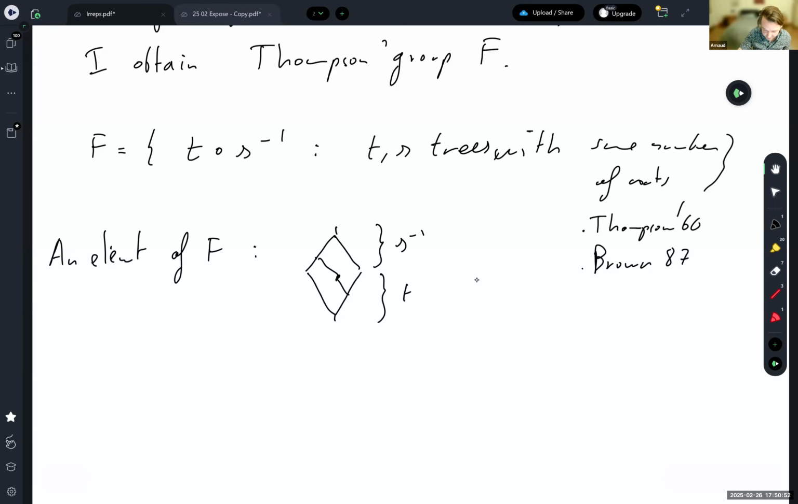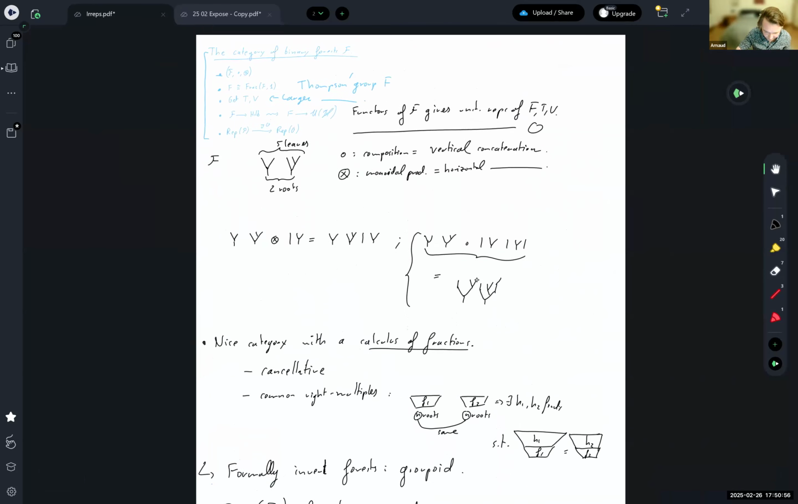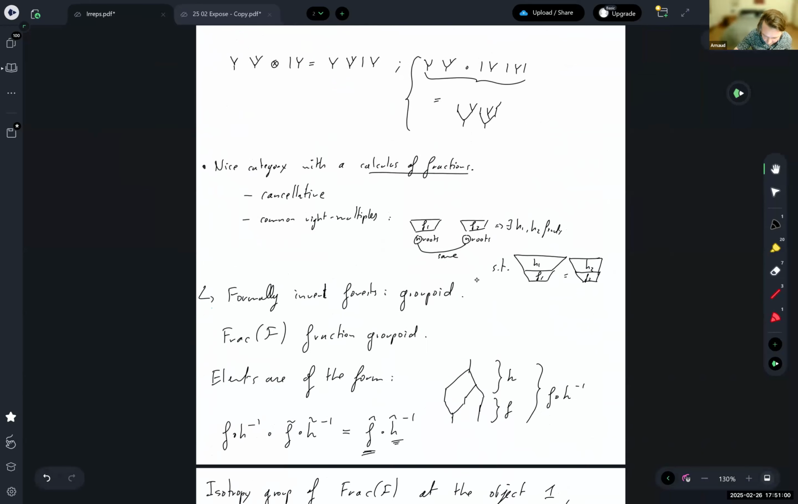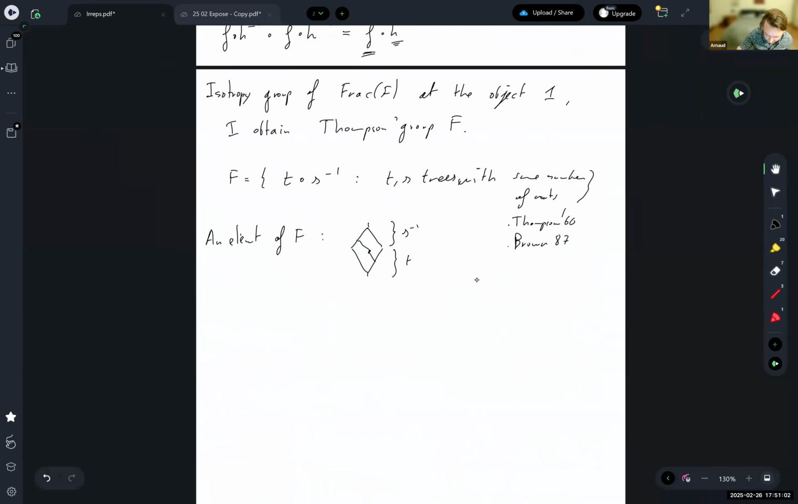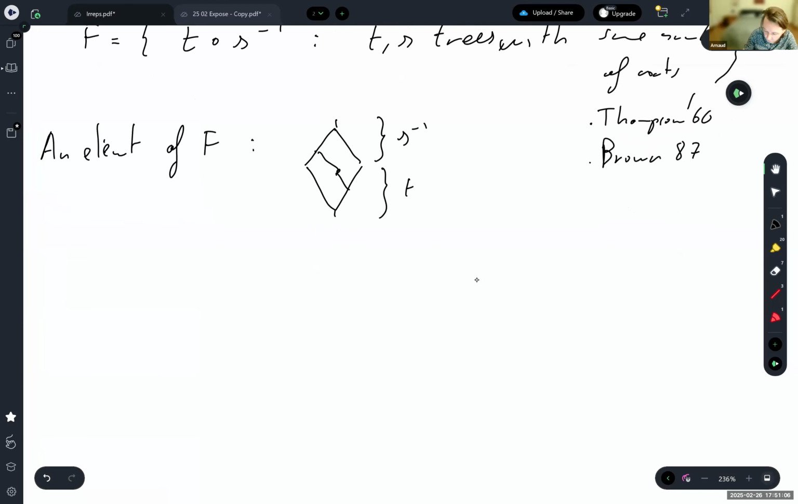All right. So we get an instance of one of the objects we would like to see. Let's see what I was planning to do. Yeah, we got Thompson's group F. How do we get the larger one? Well, the larger one.